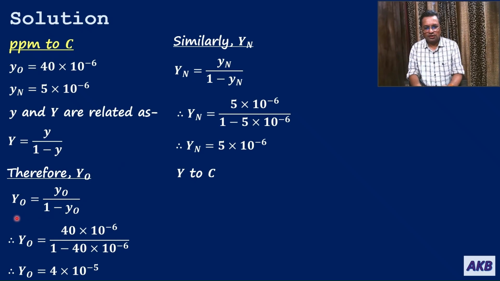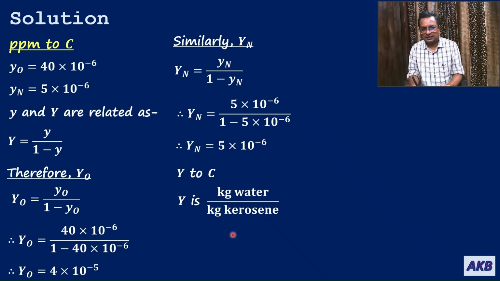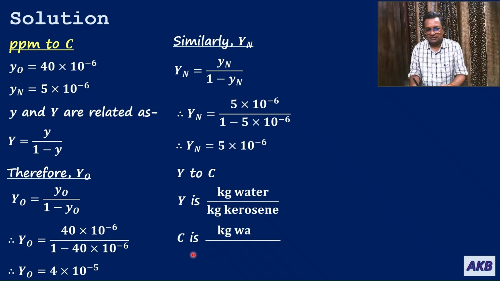Once we have capital Y0 and capital Yn, next we will be converting capital Y to C. Capital Y in this case is kg water per kg kerosene. Now we have to convert kg kerosene in the denominator to meter cube kerosene, because capital C is given in this way, kg water per meter cube kerosene.